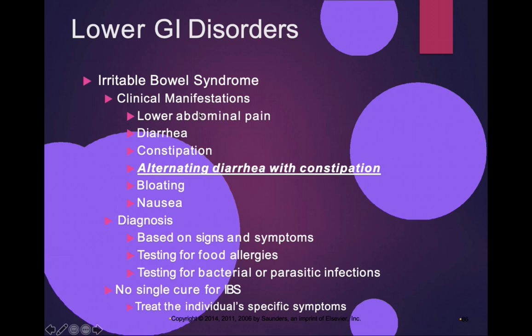The clinical manifestations: they have pain in the lower abdomen, there's diarrhea, there's constipation, or alternating between diarrhea and constipation. They feel bloated, they feel nauseous. The diagnosis is really based on the signs and symptoms. They can be tested for food intolerance or food allergy. They can also be tested for any type of bacterial or parasitic infections. There's really no cure for IBS. It's more like management of it.